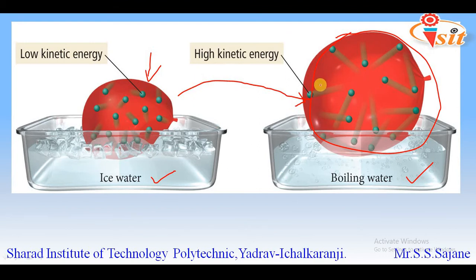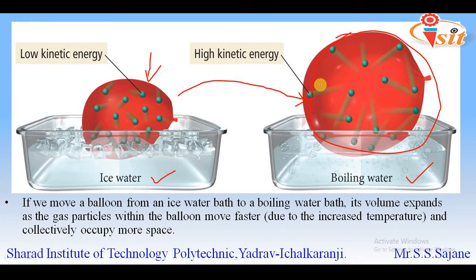This change in size is due to the increased temperature, as a result of which the gas particles present within the balloon start to move faster, and as a result the volume of the balloon expands. So this was a simple example related to Charles law. We will see a few more examples of Charles law in the next slide.